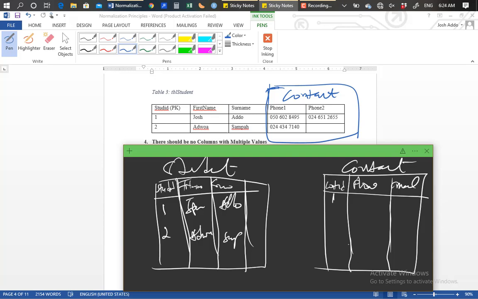Then we capture the first phone number, which is 0506028495. If there is an email, you add it. Second value into the contact table is the second number, 0246512655. Third one is 0244347140. Okay, so this is how we store it.